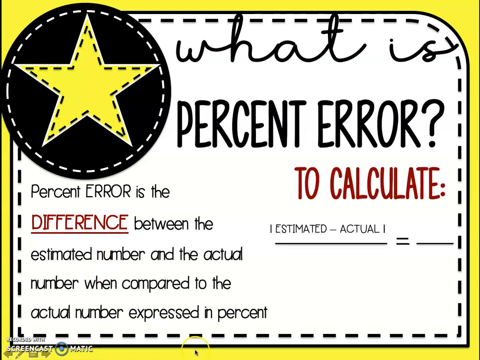What we're going to do is find the absolute value of the estimated amount minus the actual amount. We're going to put that over the actual amount, and then set it equal to a percent over 100. The reason we put estimated minus actual in absolute value bars is because sometimes our estimate is going to be below the actual, but we still want a positive number. So you want the positive value of the difference between the estimated and the actual over the actual, set equal to a percent over 100.